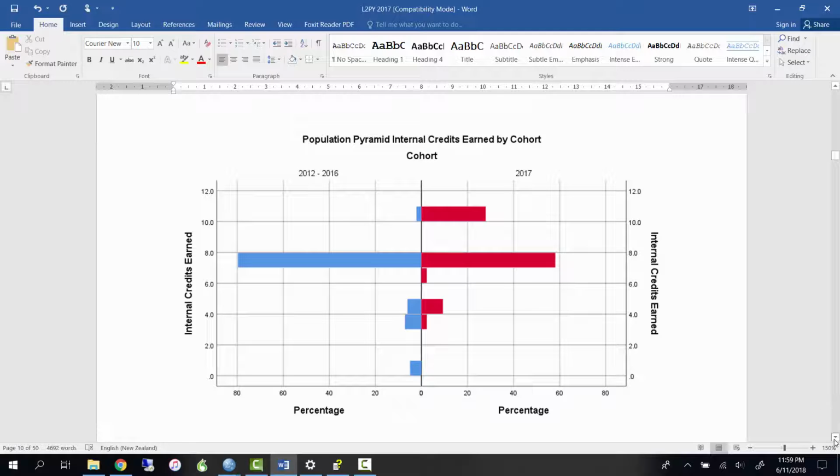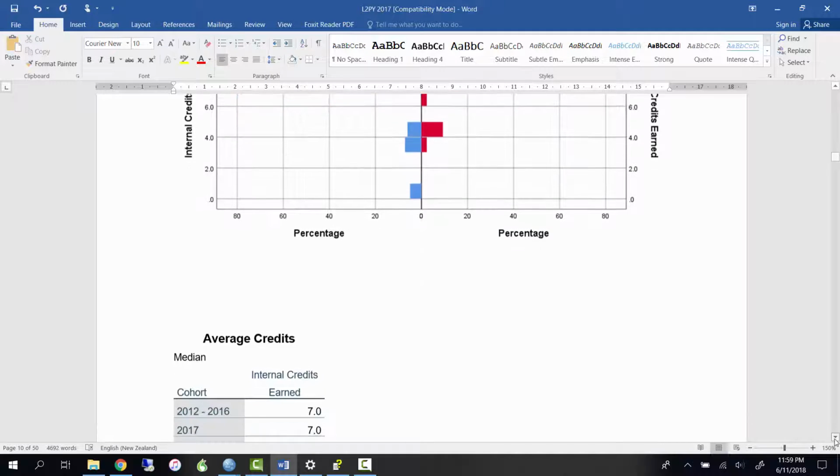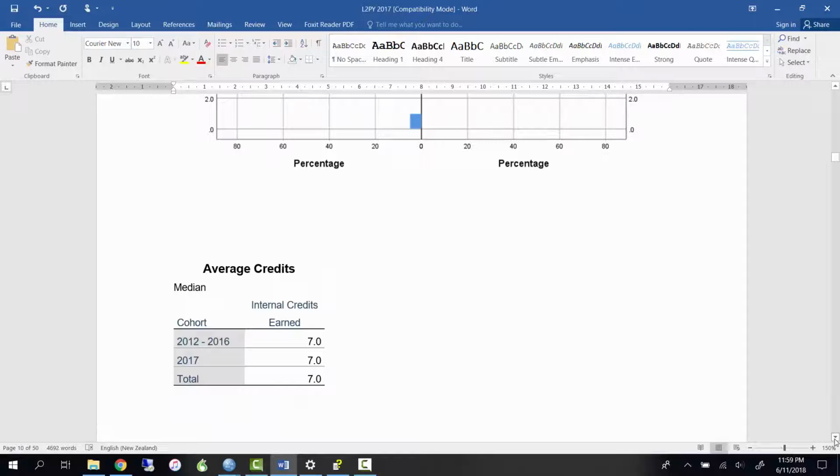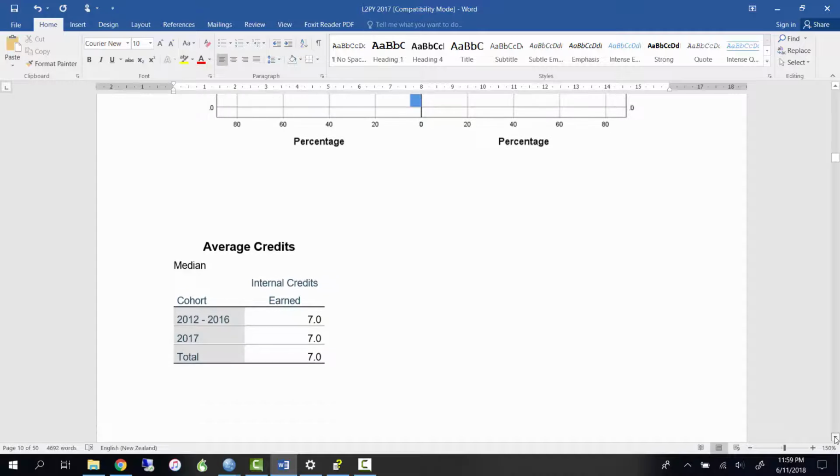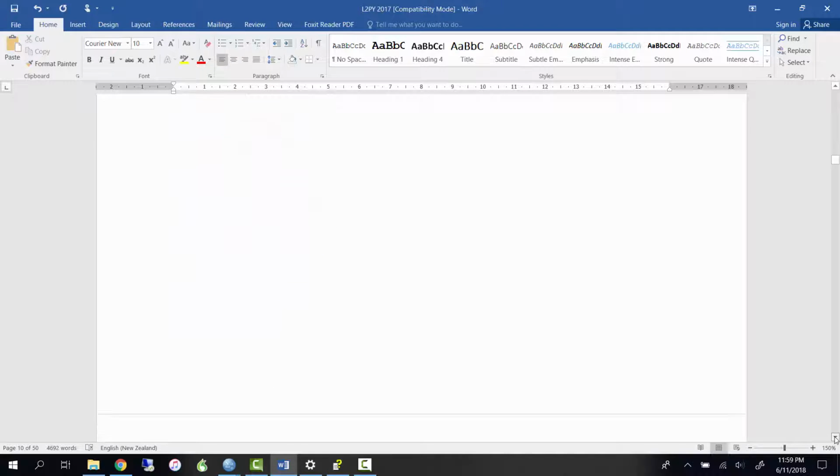So let's scroll down, see what the medians are. The medians are the same. Isn't that interesting? So the median is the same, but what does the statistical test say? So this is an interesting one.